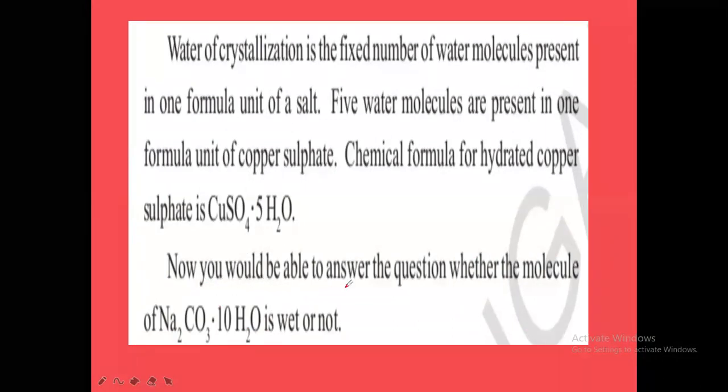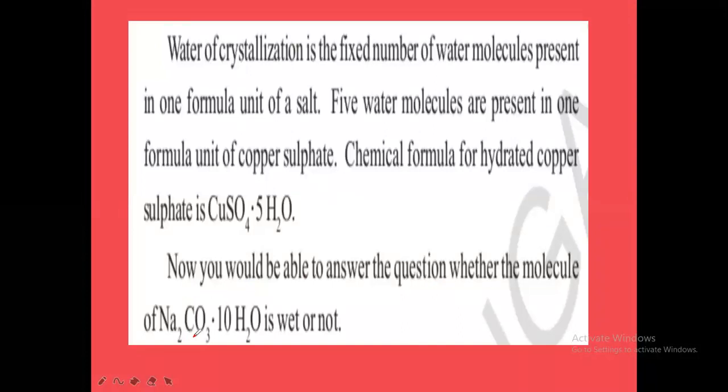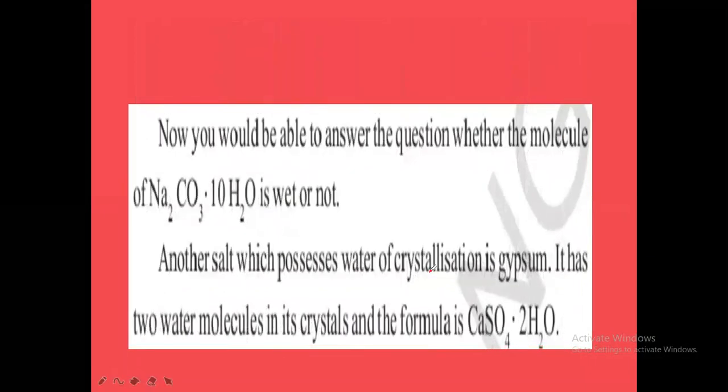Now you would be able to answer the question whether the molecule of Na2CO3 10H2O is wet or not. Tell me now. Na2CO3 10H2O is wet to touch or dry to touch? It will be dry to touch. Copper sulfate 5H2O also will be dry to touch. So this point mainly we have to understand.